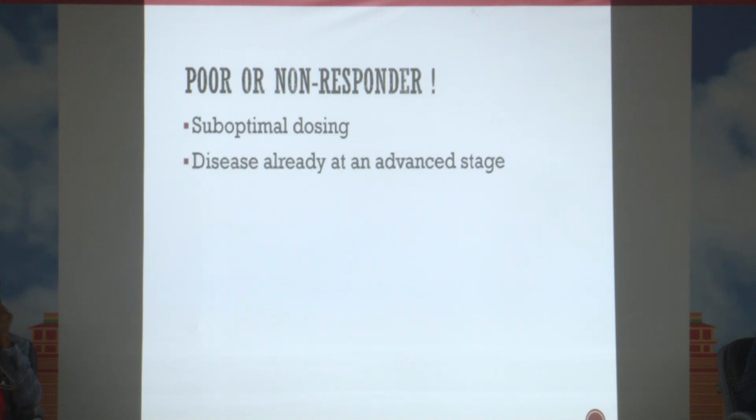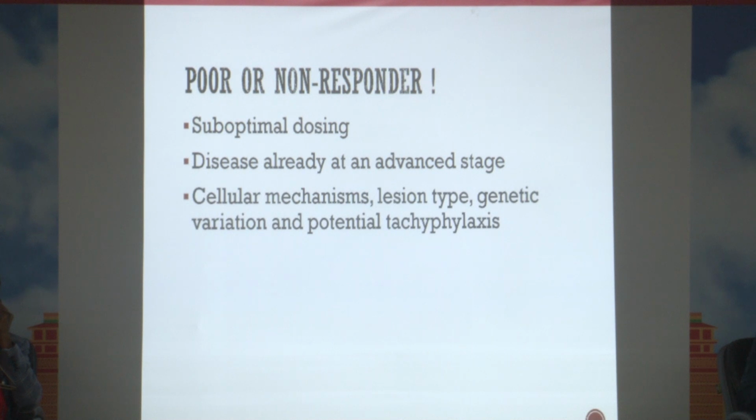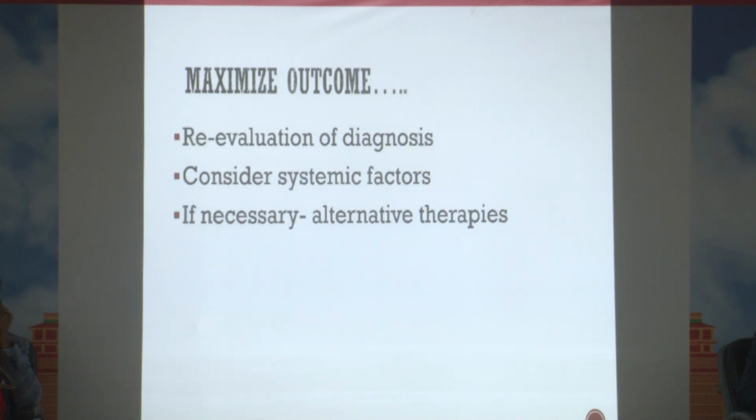Coming to the poor and non-responders, there may be suboptimal dosage, the disease may already be at a very advanced stage, and there are multiple cellular mechanisms, lesion types, genetic variation, and potential tachyphylaxis. All these factors may contribute to the poor and non-responder category. Poor access to clinics may also be one of the important causes in our scenario. So how to maximize the outcome? Re-evaluation of diagnosis, consider systemic factors, and if necessary, go for alternative therapies.